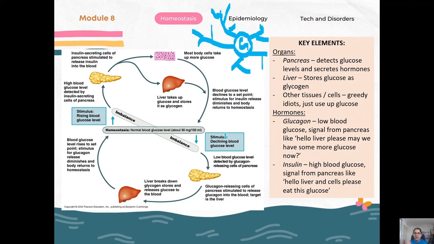So the key organs here are the pancreas, which detects glucose levels and secretes hormones. Insulin is secreted when glucose levels are high, and it's secreted by the beta cells. Glucagon is secreted by the alpha cells in the pancreas. The liver stores glucose as glycogen, and then it also releases that glycogen, and other tissues and cells use up glucose. And then finally we've got the hormones. Glucagon is the low blood glucose hormone. It's saying, hey, you've got to release some glucose now. Insulin is for high blood glucose.